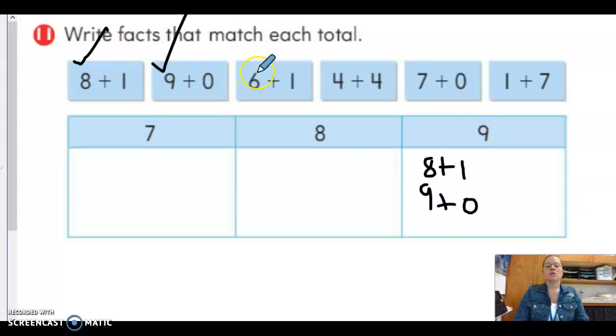Check done. 6 and 1 more. Well, when we count, we say 6, 7.